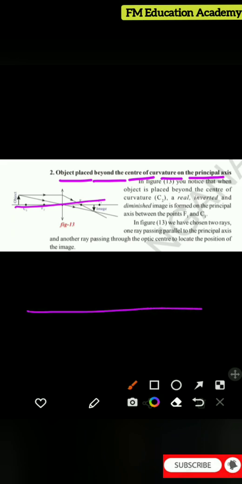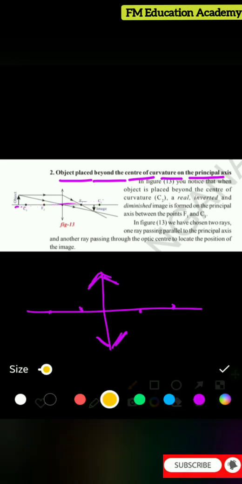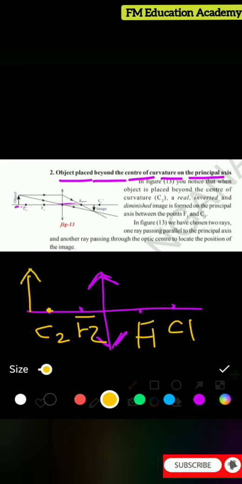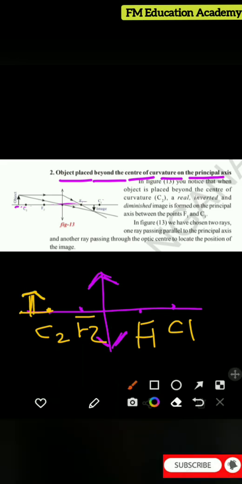See, first you should draw a principal axis and you should draw a convex lens. This is the denotation of convex lens, 2 arrows pointing upwards. Then you have 2 focuses and 2 center of curvatures over here. This is F1, C1, F2, C2. So here it is telling that the object is kept beyond the center of curvature. Beyond the center of curvature means it is kept here because this is my center of curvature. So it should be far away from center of curvature. This is my object O.